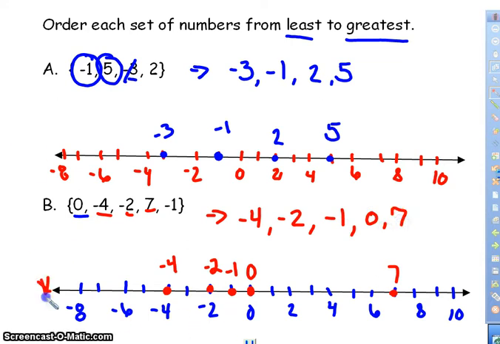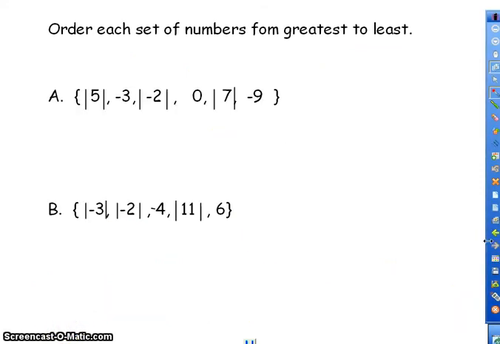So once again, use these number lines. It's going to just help you out. Make sure you're not going to miss any of these problems. Our last set of numbers are going from greatest to least. And you'll notice this time I threw in some absolute value signs. Okay, when using your absolute value signs, you're going to find the absolute value first, and then go ahead and apply.